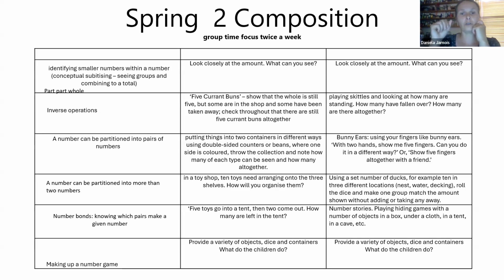And with the older children, like using the fingers, you might do that with your bunny ears. So you might, with 2 hands, show me 5 fingers, but you need to use 2 hands. So you're setting them a challenge, and there might be a reason for that within your game. Can you do it in a different way? Show 5 fingers all together with a friend. So you might say each friend can only use 1 hand, but you need to show me 5. That's your challenge. Off you go. 1, 2, 3. Let's see. So you can make up all sorts of little games.